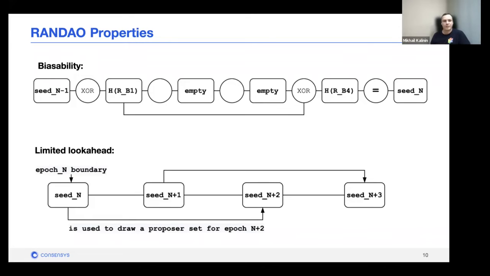Also, what was mentioned here is that this RANDAO has a limited look ahead, which is outlined below. Obviously, what's already published, what's already accumulated by this time, the RANDAO mix that is already published is predictable, so it's just unsafe to use it. But what's not that predictable is the future RANDAO mixes, the future mixes computed with the future reveals.